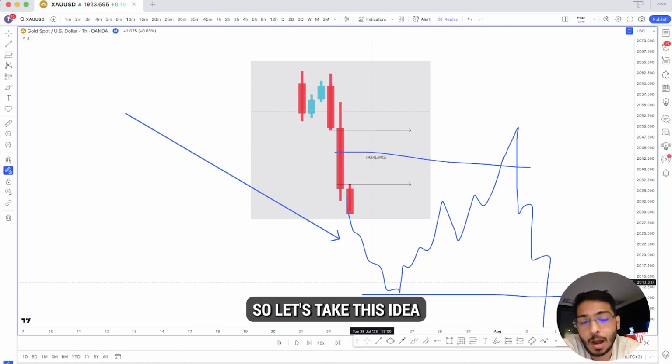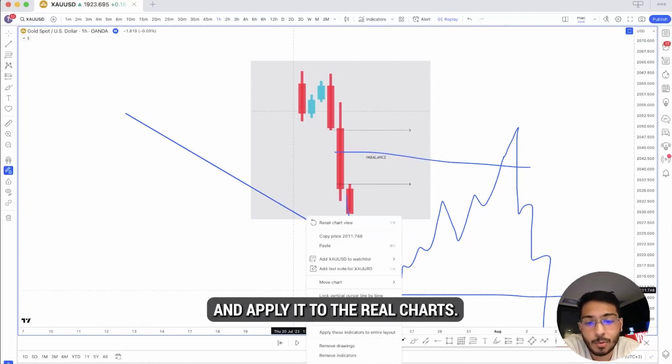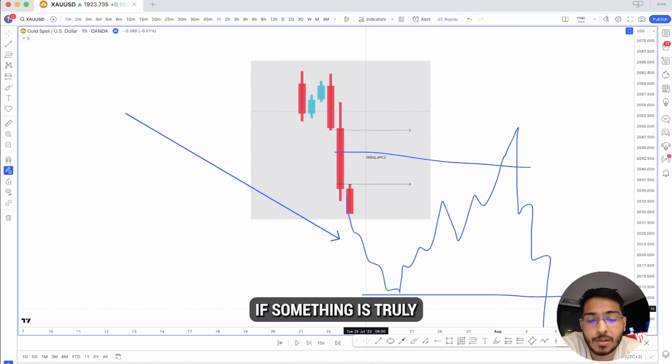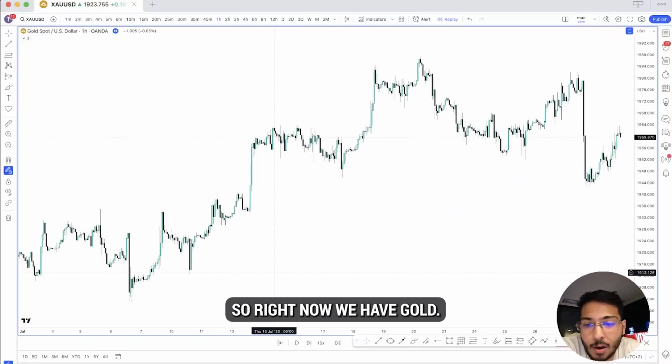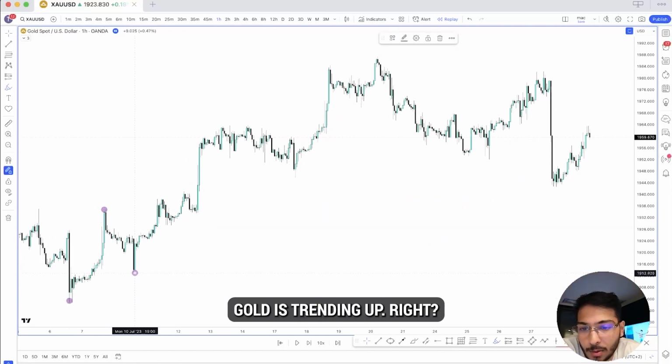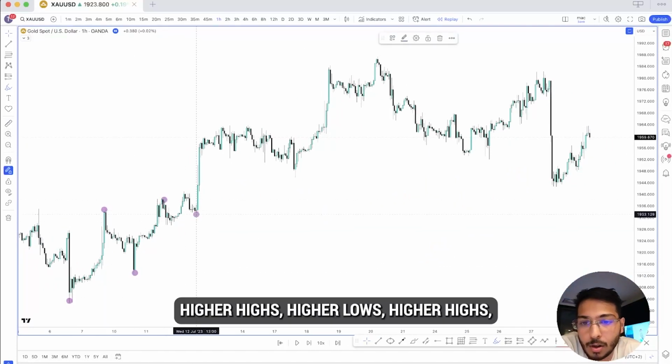So let's take this idea and this model and apply it to the real charts. And I'm going to show you guys a secret tool that I like to use that shows me if something is truly an imbalance or not. So right now we have gold. We can see that gold is trending up, right? We got higher highs, higher lows.